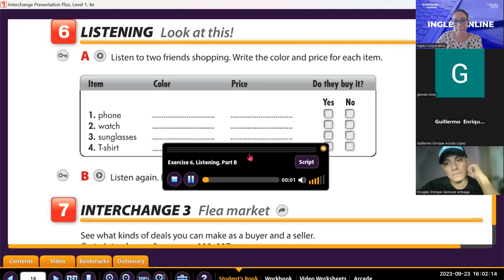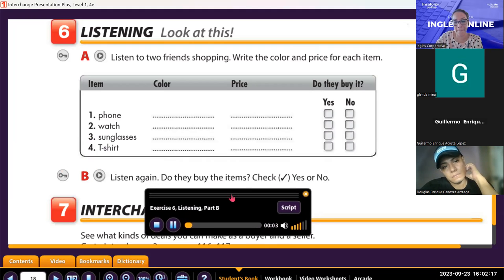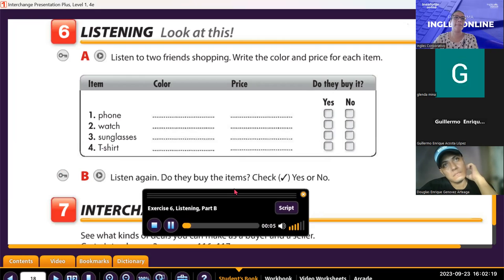Page 18, Exercise 6, Part B. Listen again. Do they buy the items? Check yes or no.